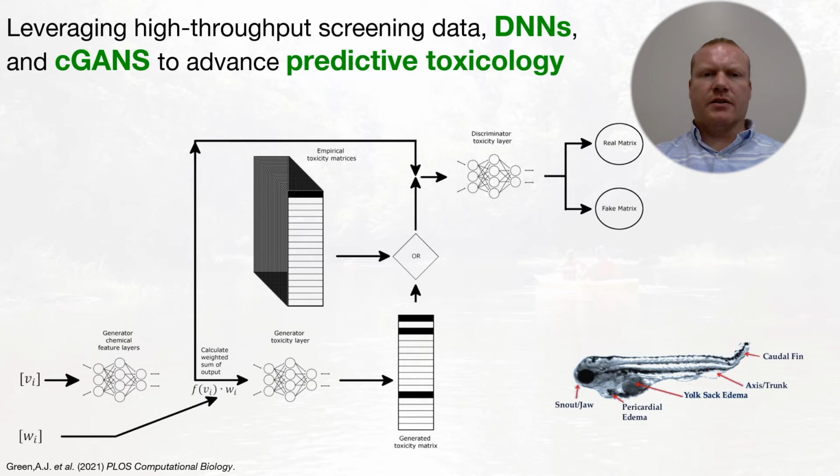In a similar manner, we utilized a conditional generative adversarial network architecture, which takes the chemical structure information as input. The weighted set of views were then passed through 2 fully connected neural networks to produce a predicted toxicity matrix. The chemical features, along with the predicted or empirical matrices, were then passed to a discriminator, comprised of a third fully connected neural network, trained to distinguish between real versus fake matrices.